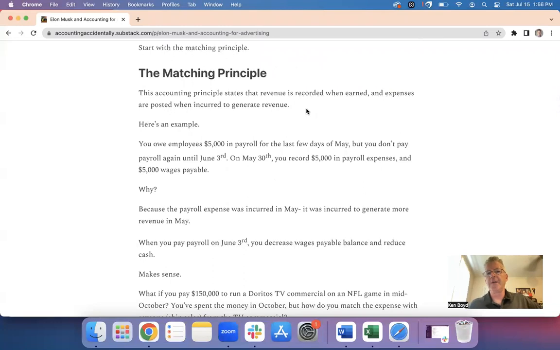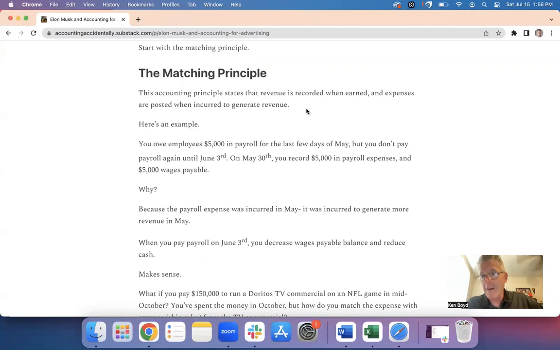This accounting principle states that revenue is recorded when earned and expenses are posted when incurred to generate revenue. They're matched or paired up, revenue and expenses. So here's an example. You owe employees $5,000 in payroll in the last few days of May, but you're not going to pay payroll again until June 3rd. On May 30th, you record $5,000 in payroll expenses and $5,000 in wages payable.